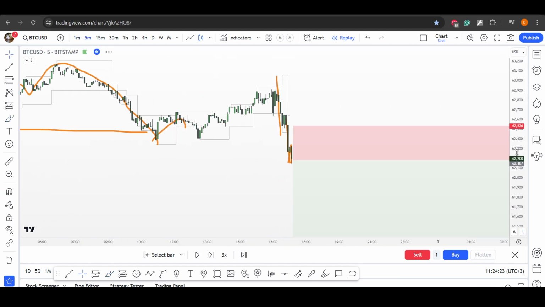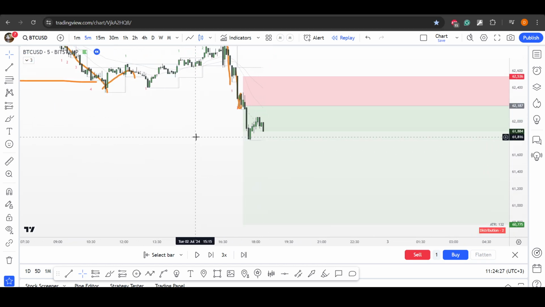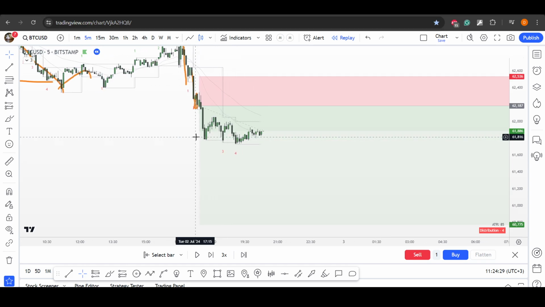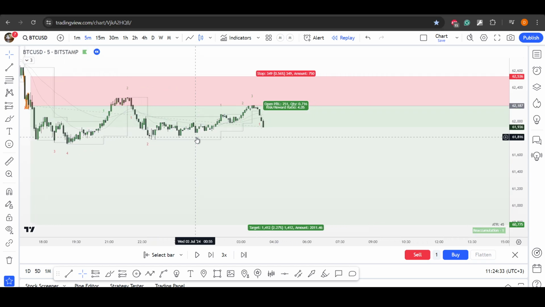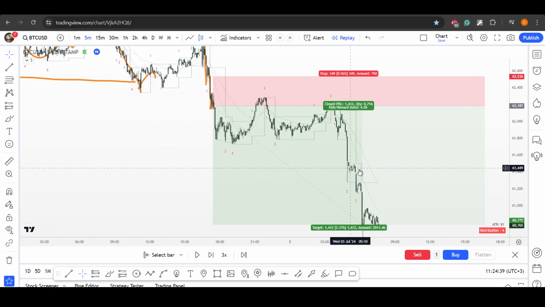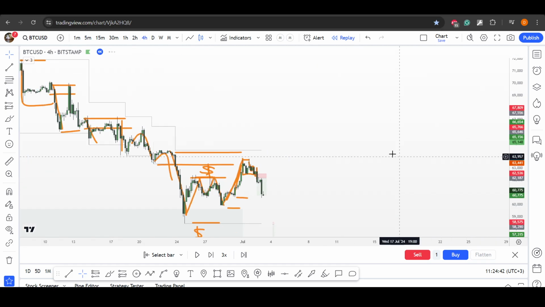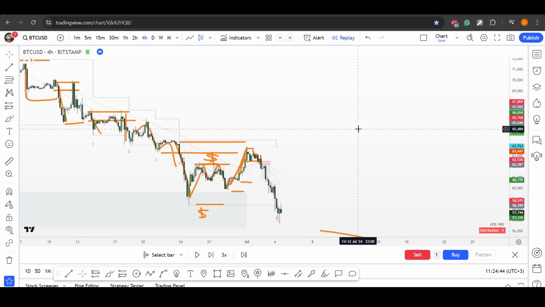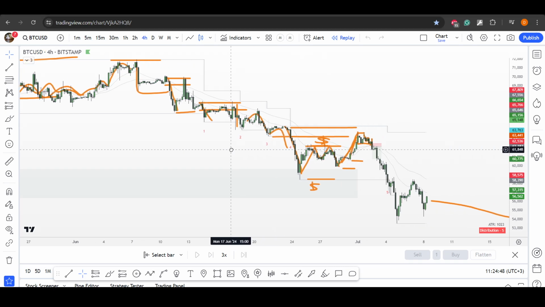So let's look at development on 5 minutes. It just started to range, and this was Asia, and then during Asia and before London, it just started to drop and reach take profit and far below it. So the bias from the middle time frames confirmed itself and created one more break to the downside. This is classical price action.